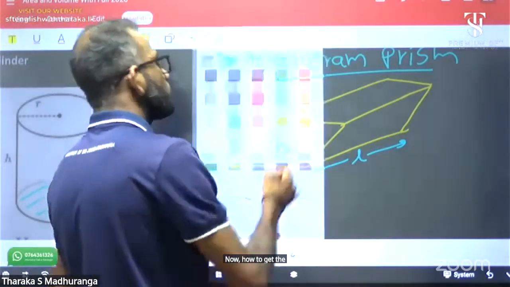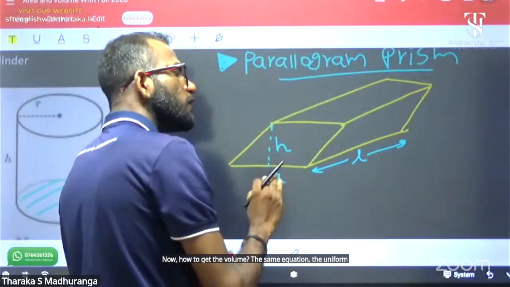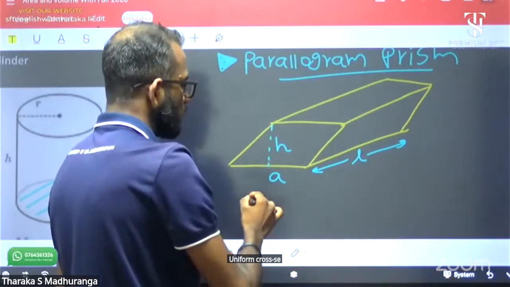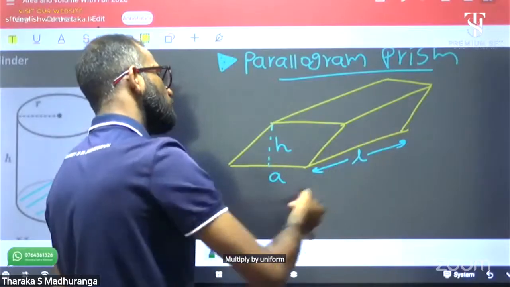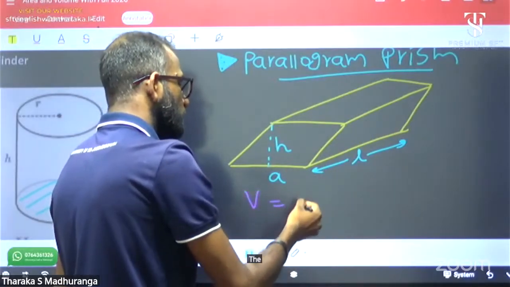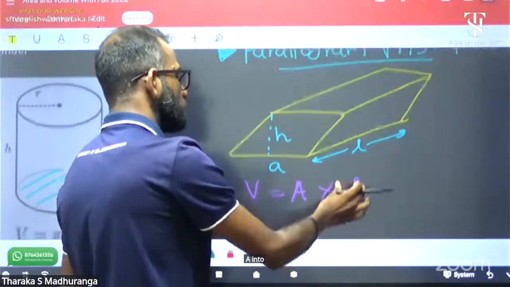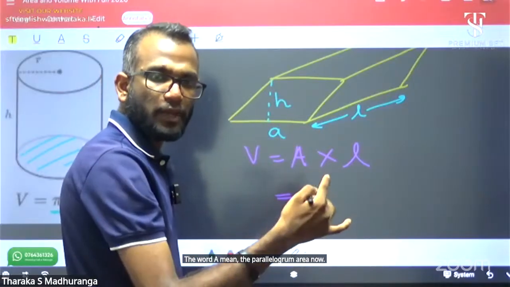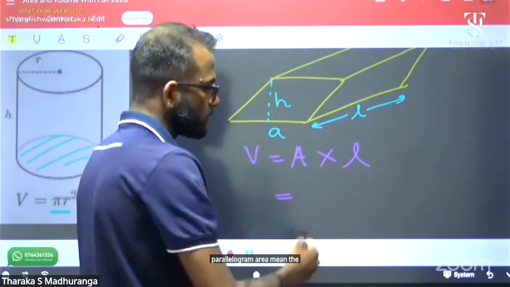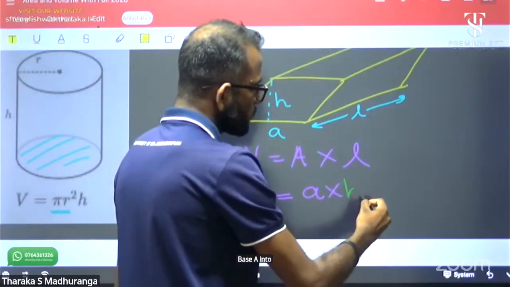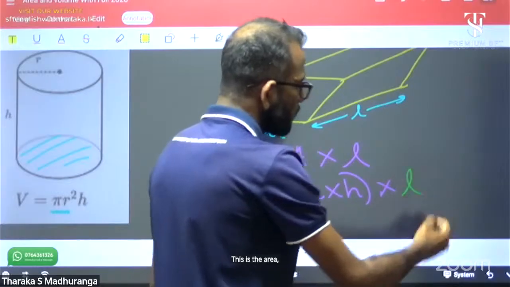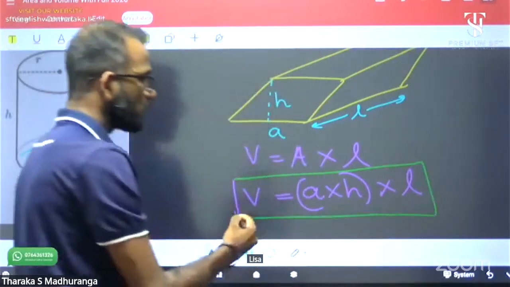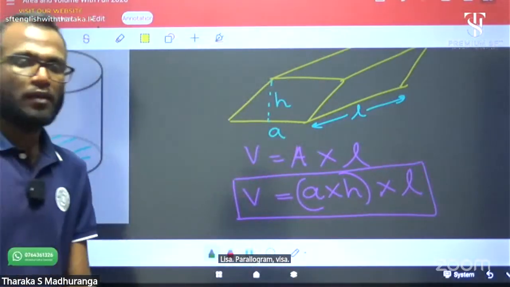Now, how to get the volume? The same equation: the uniform cross section area multiplied by uniform length. The volume equals A into L. The A means the parallelogram area now. Parallelogram area means base into height. Base A into H. This is the area multiplied by L. This is the volume of a parallelogram prism.